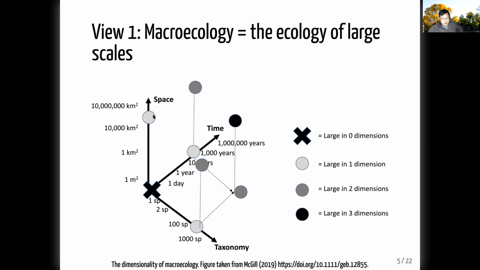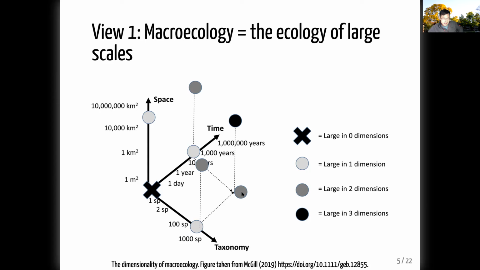So these light gray balls are just large in one dimension. Take the space dimension, for example. Here it's a large space, but a short time and potentially only a couple of species. So that's one example of being large in one dimension. And then the gray balls are large in two dimensions. For example, this ball is large in both space and time, but small in number of species. And this one is large in space and large in number of species, but short in time.